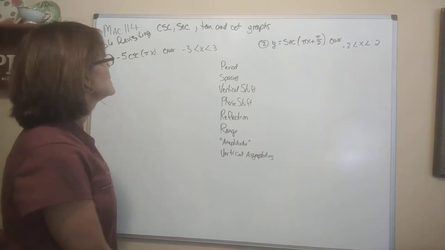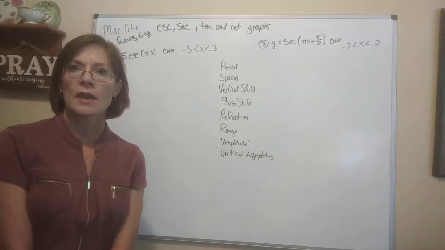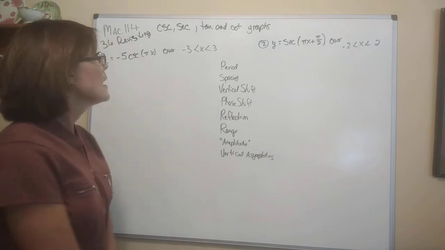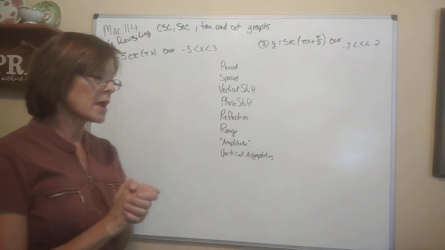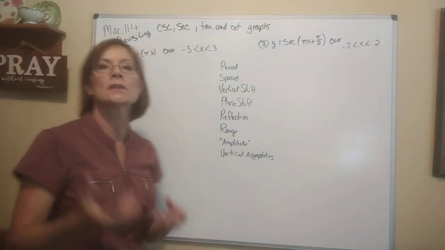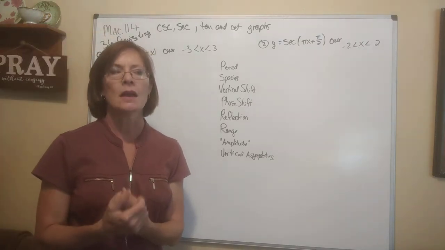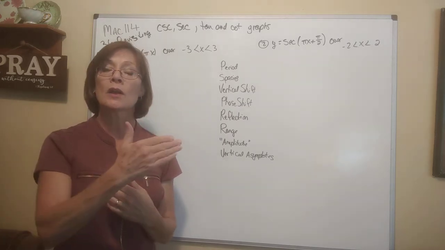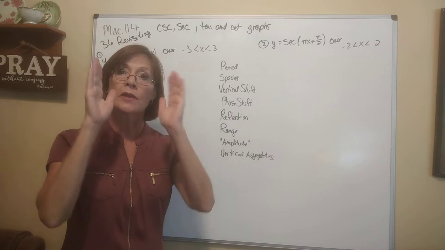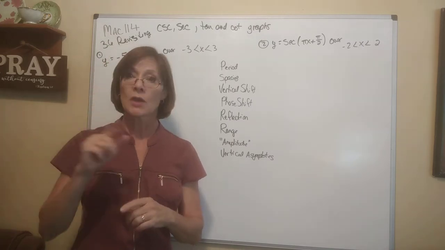Revisiting cosecant, secant, tangent, and cotangent graphs. That's what we're doing now. And so, if you recall, the basic graph of cosecant is very much related to sine. And so, what we did when we graphed the basic graph is we graphed a sine wave, and then from that, we figured out how to do the cosecant graph.